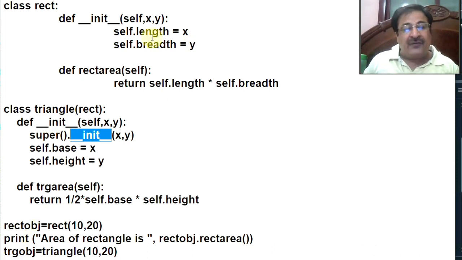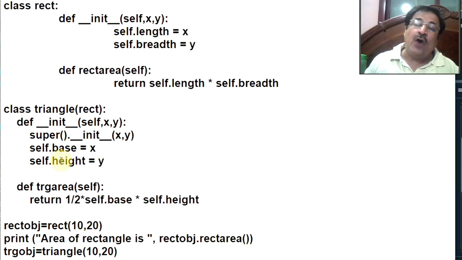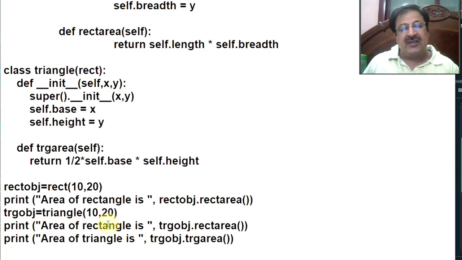Got it? After that, the cursor will come over here, and the values of x and y will be assigned to the base and height of the trg object. So the trg obj will have four attributes: length and breadth set to the values 10 and 20, and base and height set to the values 10 and 20. This line, area of rectangle is, will be displayed. You are invoking the rect area function through the trg obj object. Cursor will come over here. The multiplication of length and breadth, that is 10 and 20, will be returned here.